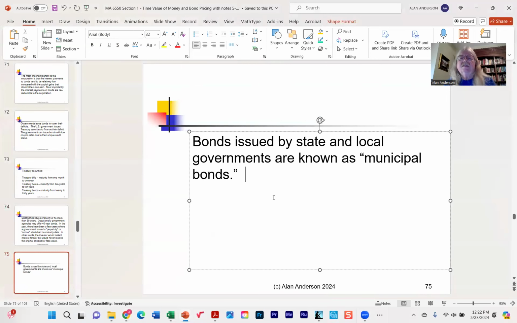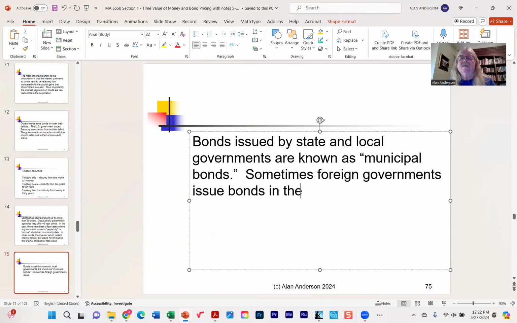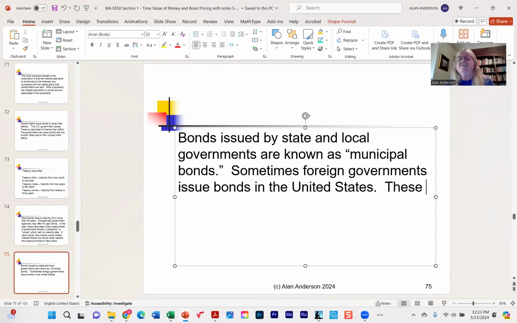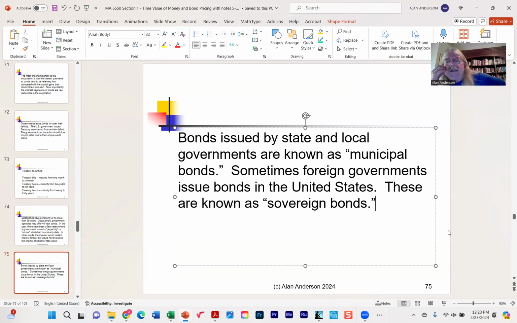And sometimes foreign governments issue bonds in the United States. Yeah, they do. Why not? Because this is where the capital markets are so large. I mean, if you're a fairly small country, there may not be enough available in your own markets, so you can issue bonds in the United States. These are called sovereign bonds.